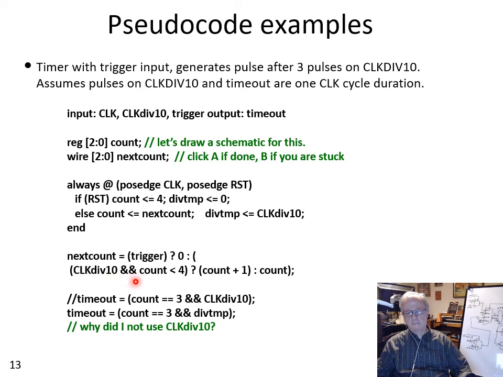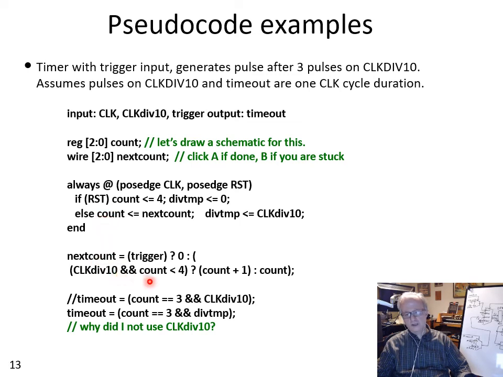div 10, on whether or not the count is less than 4, because remember, we only want to count clock div 10 pulses. So when clock div 10 is asserted, and count is less than 4, it's going to allow the count to increment. So each time it sees clock div 10, until the count reaches a value of 4, it's going to increment the count, which means it's going to assign the next count value, and then that will get stored to the register.